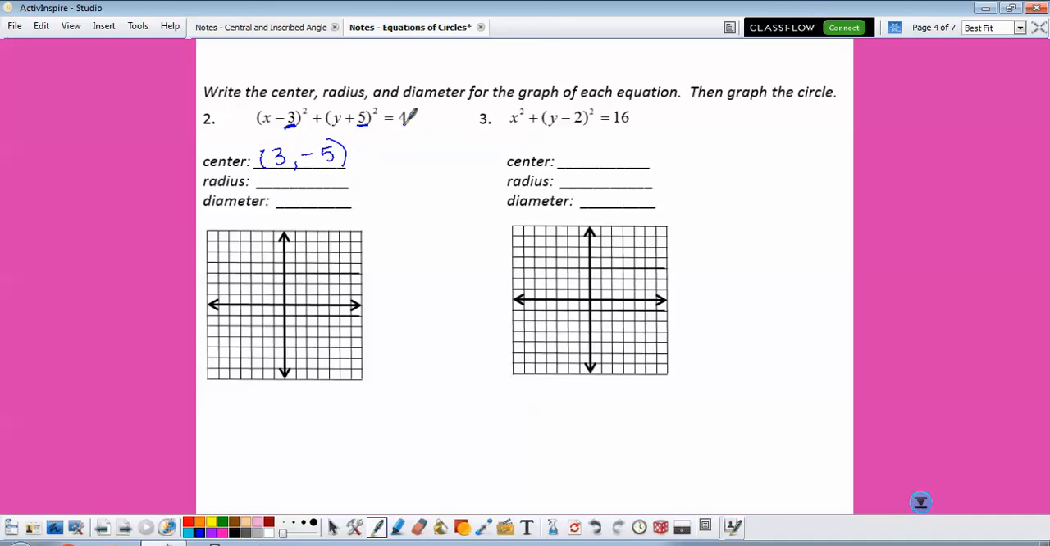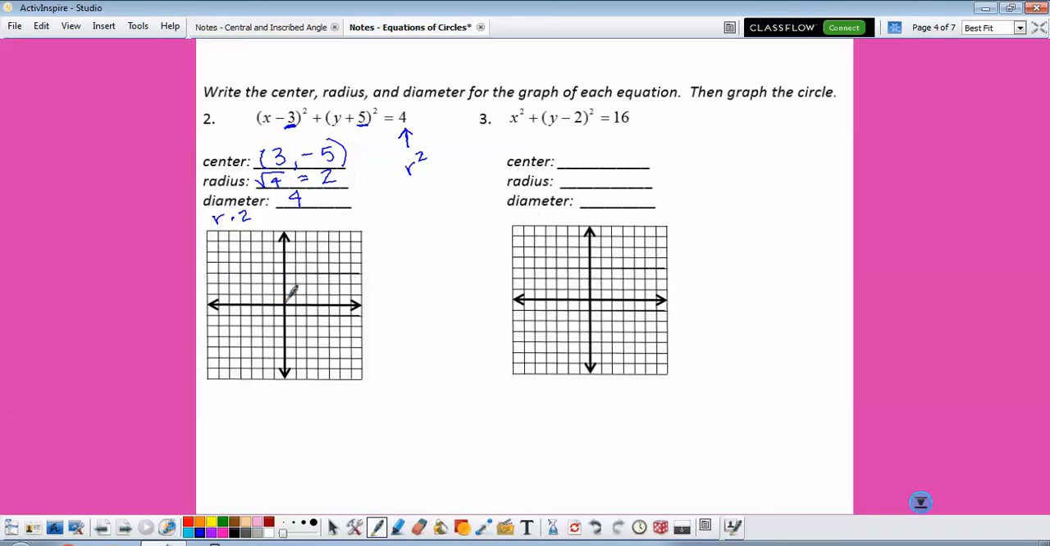Our radius isn't 4, because that's r squared. So to get the radius, we have to take the square root of 4, which gives us 2. The diameter is 2 times r, so 2 times 2 gives us a diameter of 4.